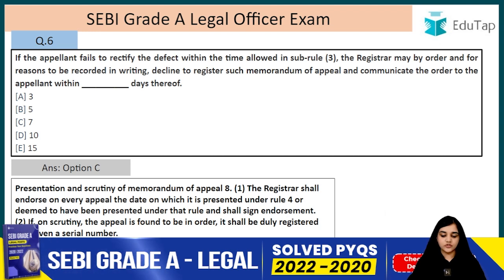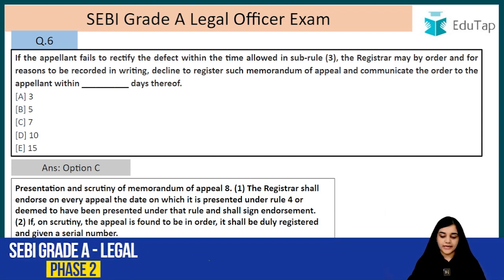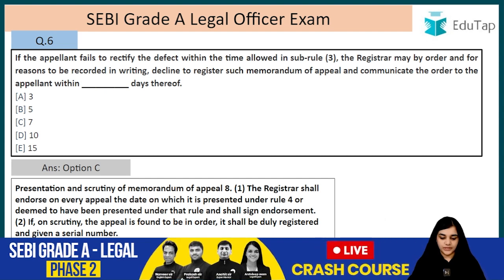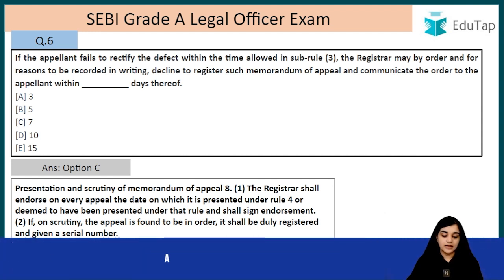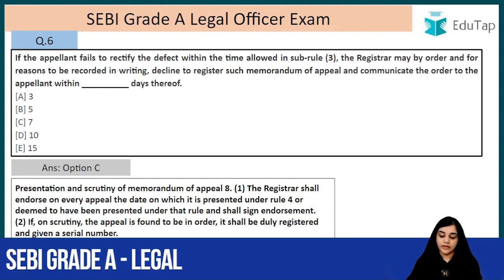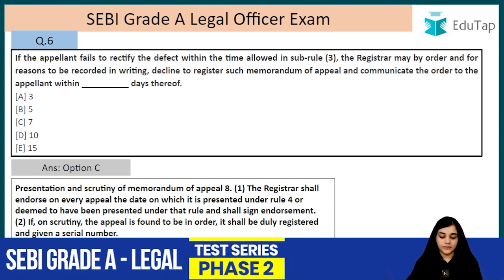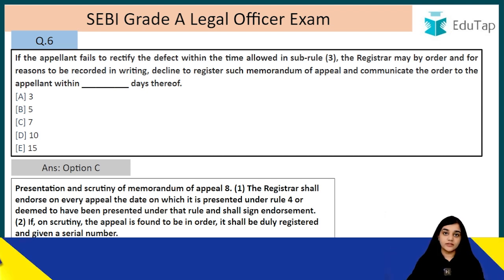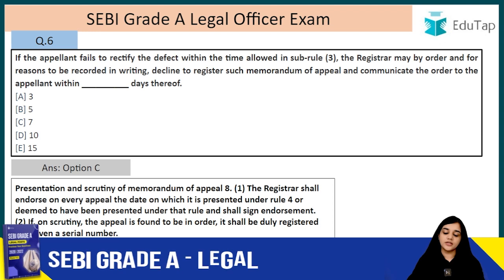So it is presentation and scrutiny of the memorandum of appeal. The registrar shall endorse on every appeal the date on which it is presented under Rule 4 or deemed to have been presented under that rule, and shall sign the endorsement. If on the scrutiny the appeal is found to be in order, it shall be duly registered and given a serial number. If it is duly registered, then it is going to be given a serial number.